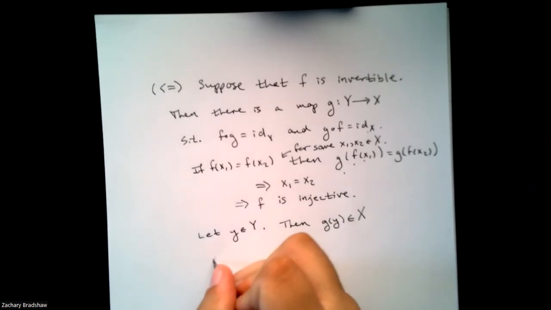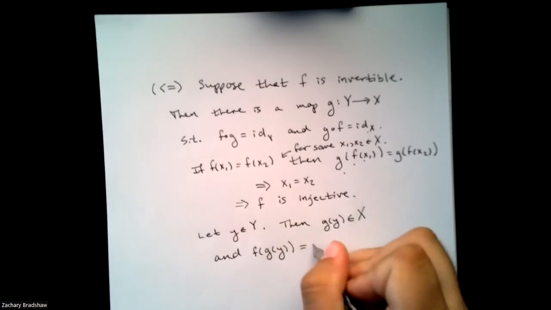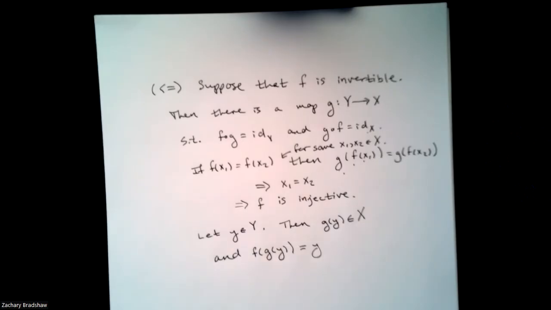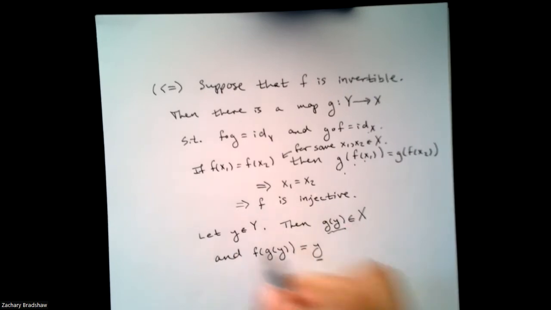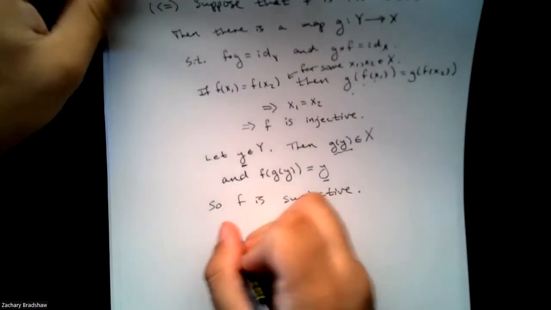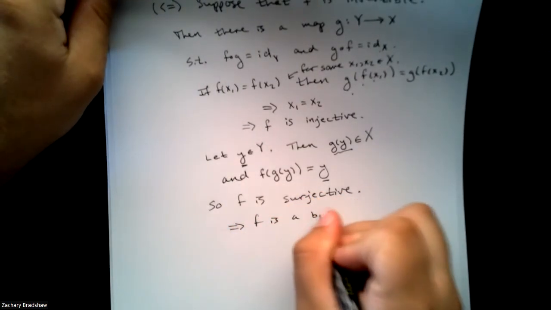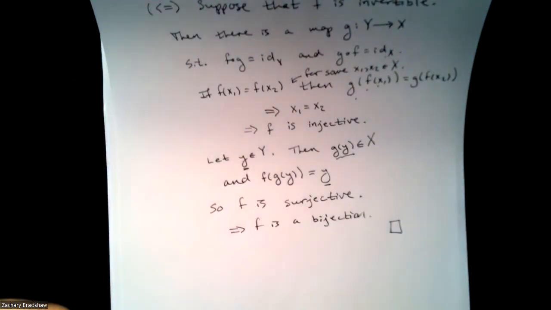Okay. And I know that f of g of y is equal to y, because f and g are inverses. Okay, well, I just found an element in x which gets mapped to y. And this holds for any y. So f is surjective. Now, f is both injective and surjective, so f is a bijection. And that completes our proof. So we know now that a function is bijective if and only if it's invertible.